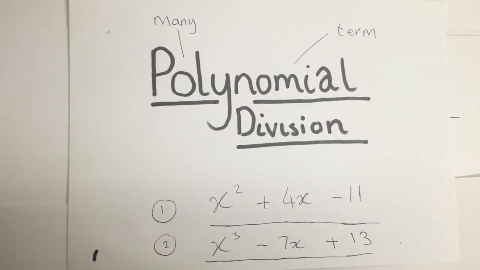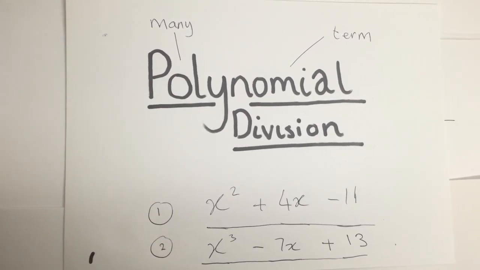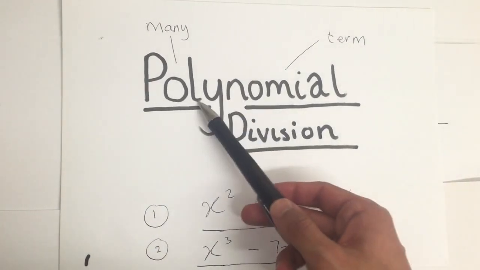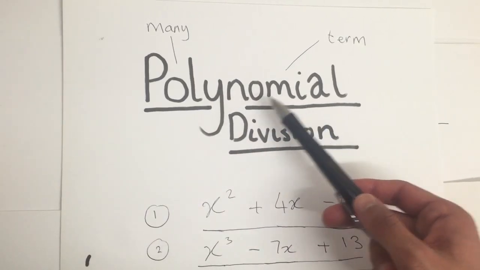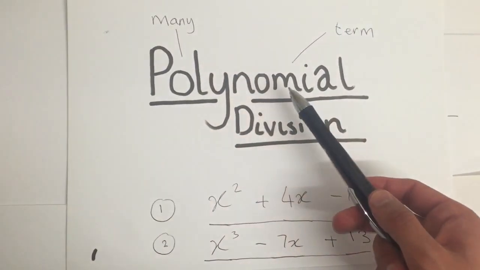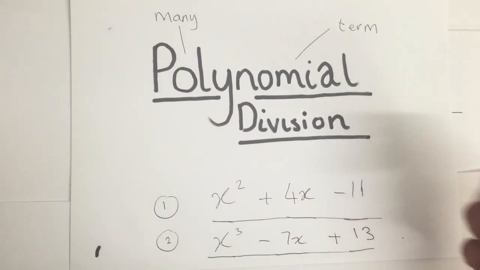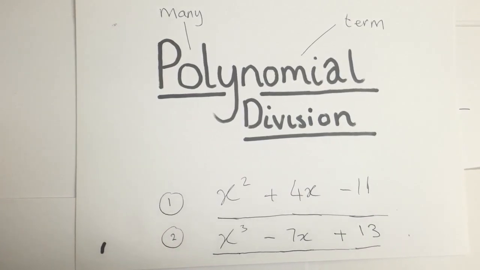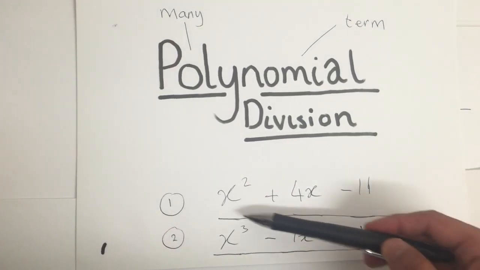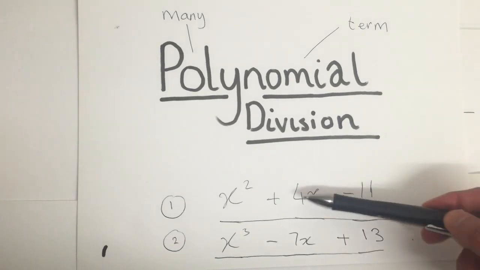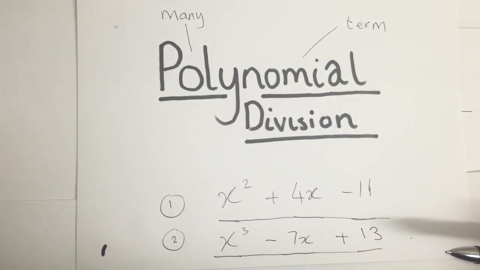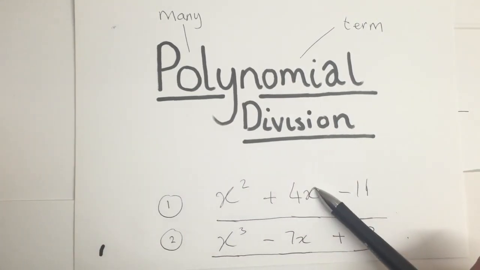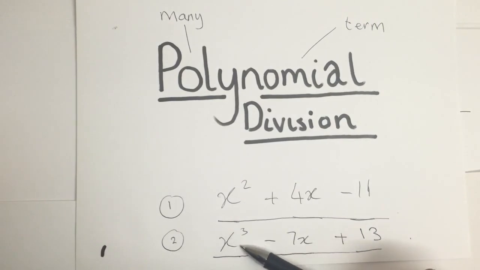Now, to understand what a polynomial division is, one must understand what polynomial actually means. I've split up the word into two terms over here, poly and nomial. Poly meaning many and nomial meaning term. This essentially means that a polynomial is an expression of more than two algebraic terms. As you can see over here, I have two expressions, and these are classified as polynomials as they contain two or more algebraic terms. This one and this one for this equation, and this one and this one for this equation.